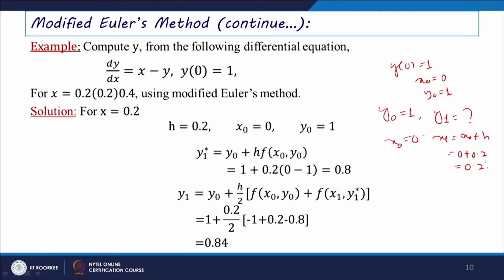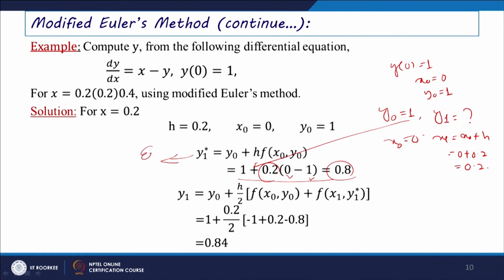For y1 star, we consider y0 plus h f of x0 y0. Here y0 is given as 1, h is given as 0.2, and the formula is x0 minus y0, so x0 is 0 minus y0 is 1. If we take the total sum of the terms, that gives you 0.8 here. So y1 star is the calculation from Euler's method only, the original Euler's method.